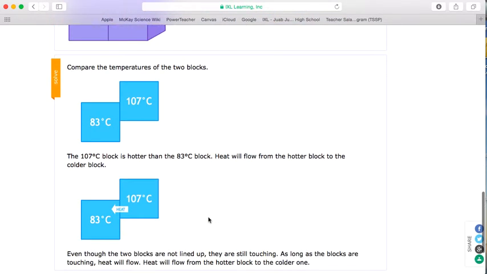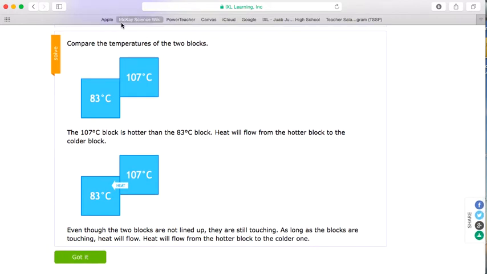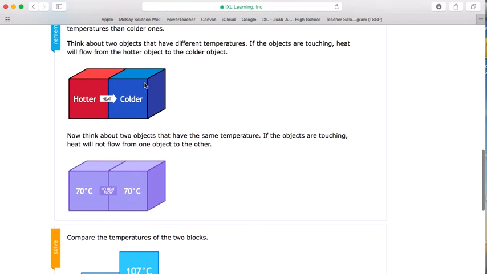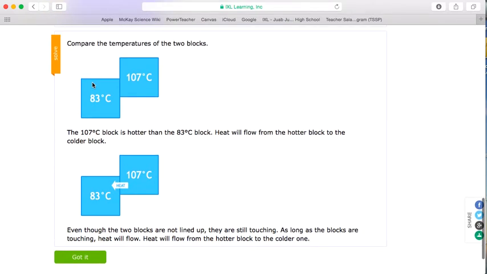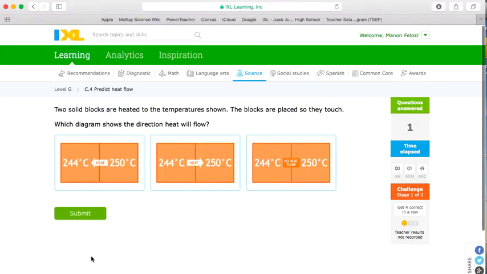So now it's going to give us an explanation for this particular question. And it will show that we had 2 blocks. One was 83 degrees Celsius, the other was 107 degrees Celsius. Based off of what the students had just learned in IXL, they will now be able to correctly predict the direction of heat flow. We'll test one more question just to make sure.